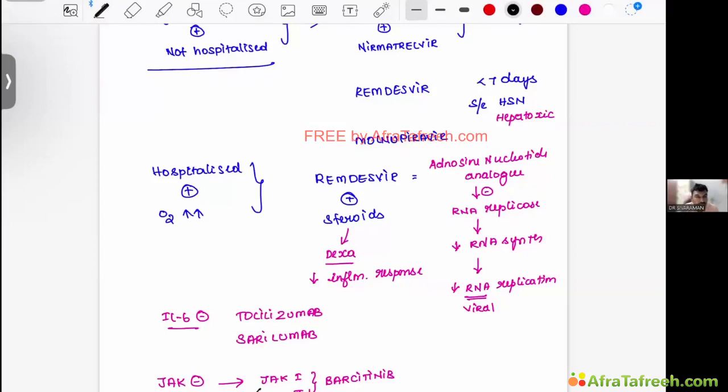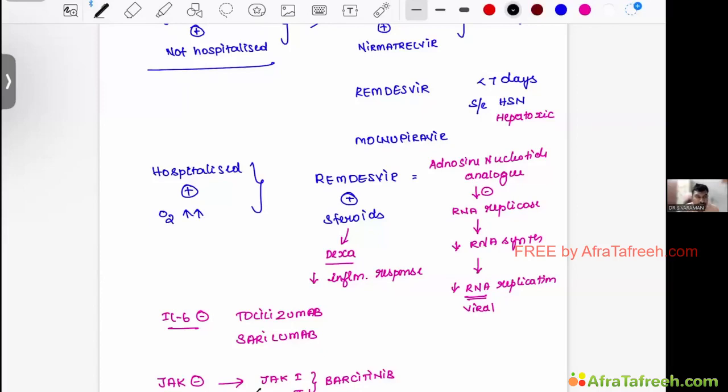So a very important thing to know is that remdesivir is going to be hepatotoxic. Otherwise, there is nothing much to know about the drugs available. So this is about the treatment of patients with COVID.